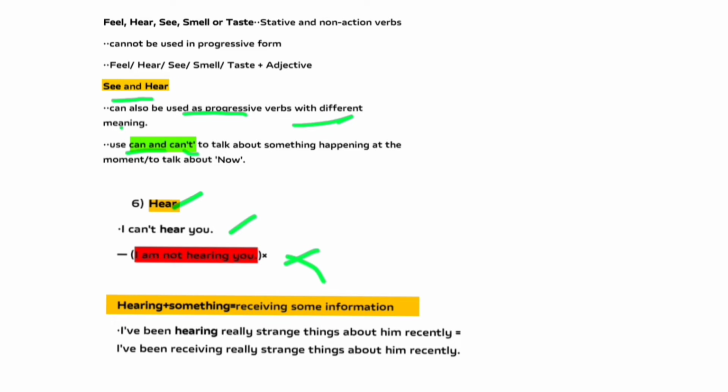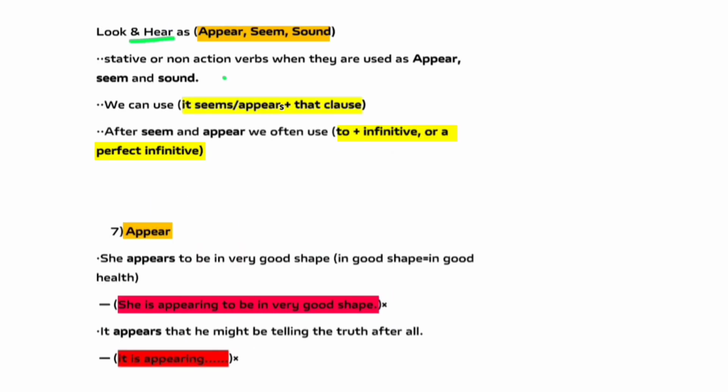But if we use hearing, that gives a totally different meaning. Here, hearing something means receiving some information. Like in the sentence, I have been hearing really strange things about him recently. It means I have been receiving really strange information about him recently. You can see that hearing gives a totally different meaning here. It means information here.